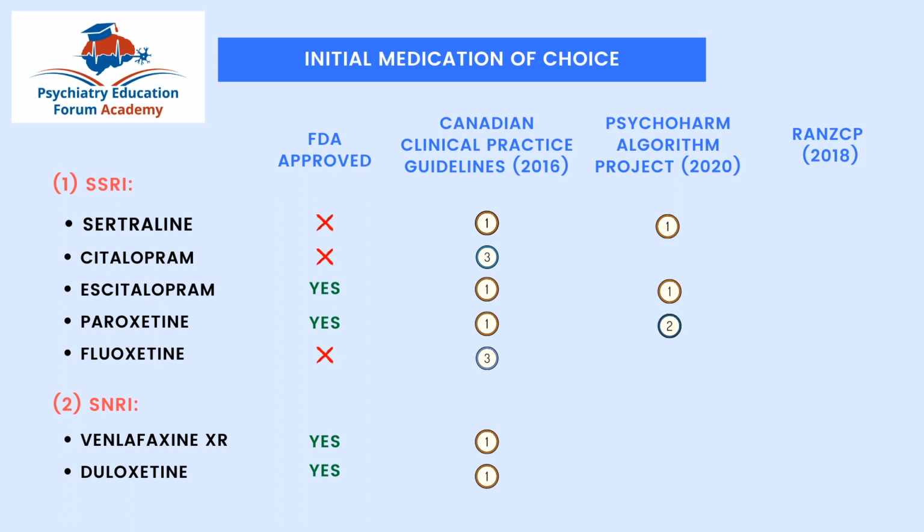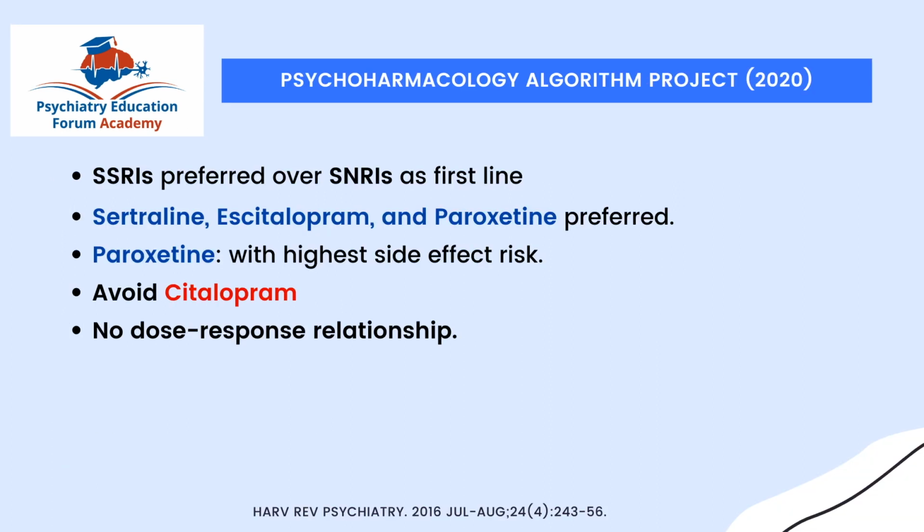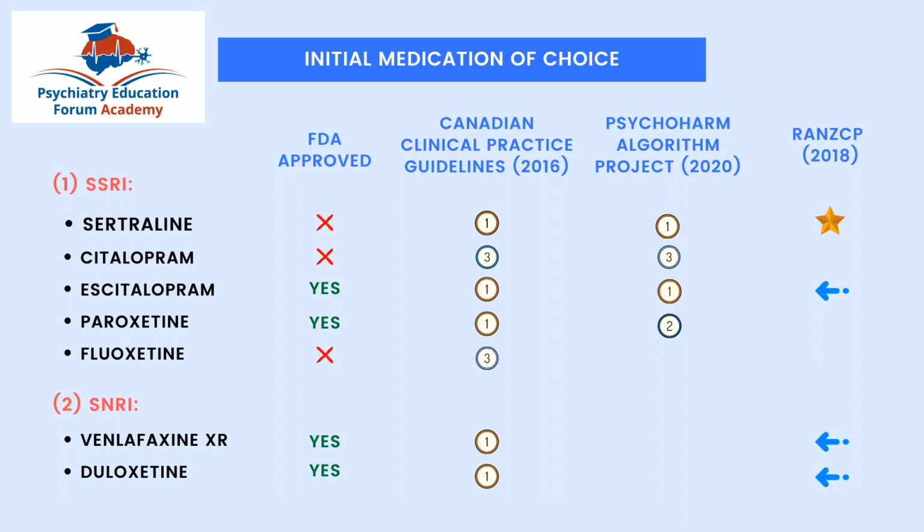And the interesting thing from this study that I found was about citalopram. So they recommended to avoid citalopram and they didn't find any dose-response relationship. And the main reason we know why they are asking us to stay away from citalopram is the QTc prolongation risk and those side effects. So this is the Psychopharmacology Algorithm Project here. Sertraline and escitalopram on top among SSRIs, followed by paroxetine, and avoiding citalopram. They say avoid it.